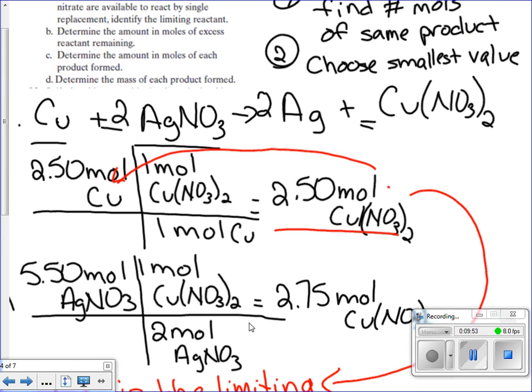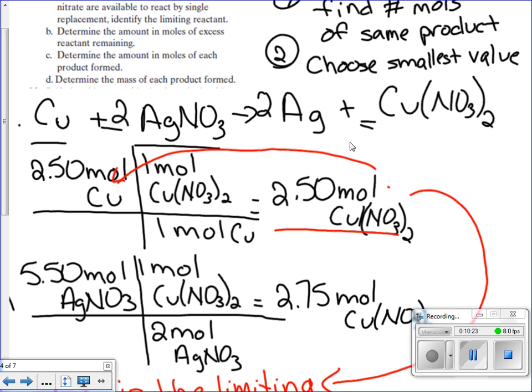Part C, determine the amount in moles of each product formed. Right, so we need to figure out how many moles of silver we form and how many moles of copper 2 nitrate. We've already done copper 2 nitrate. We can use this answer right here, this 2.5 moles of copper 2 nitrate, since it's our limiting reactant. And so that one's already done. And you can just write that in on part C as one of your answers.